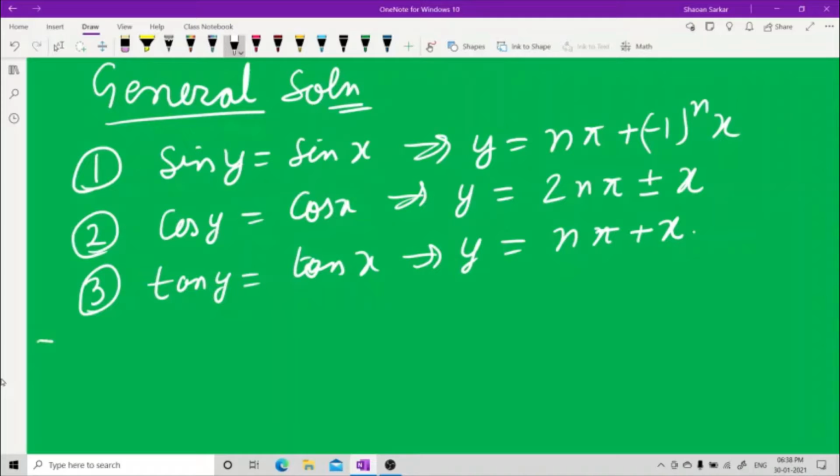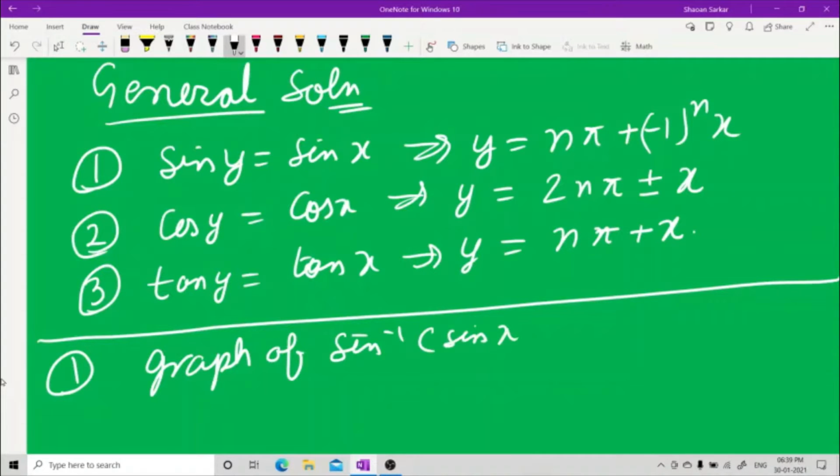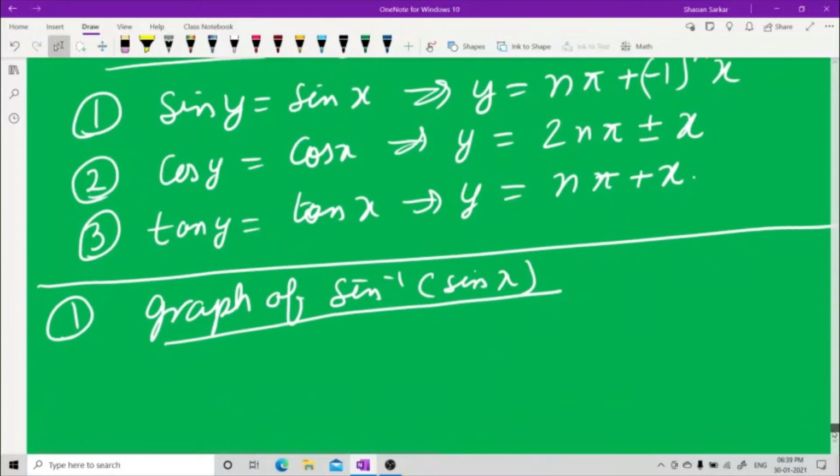Now, why did I use this? Now come to the points. The reason I did all this is that I need to find the graph of sin inverse sin x. This is the topic. We have to find the graph and all the intervals. We'll try to do that.